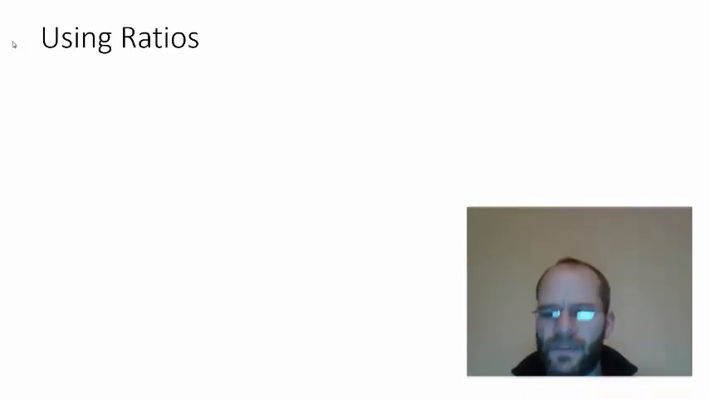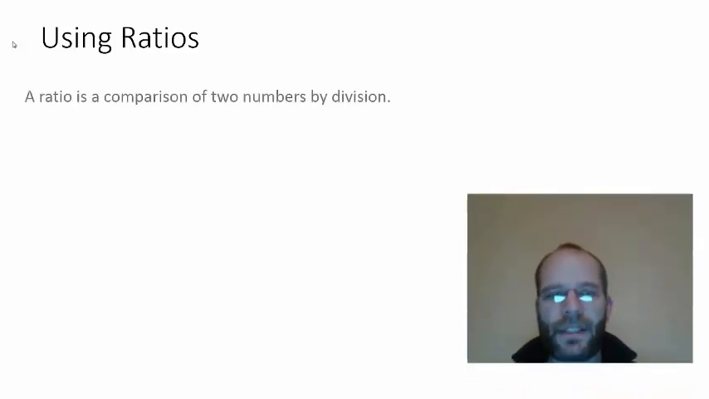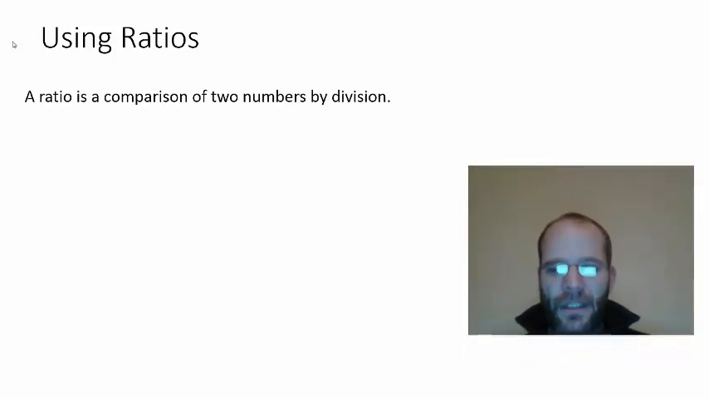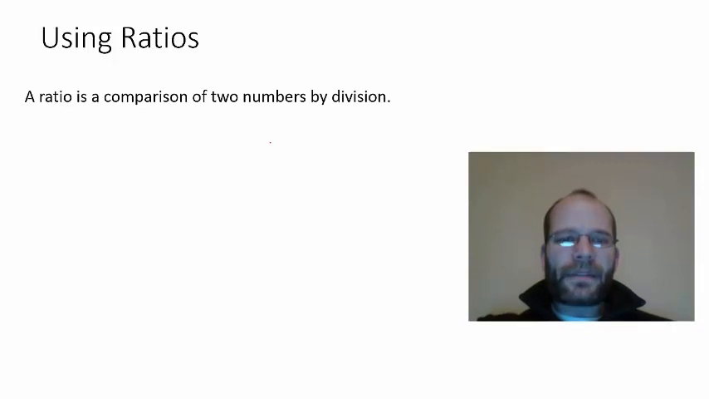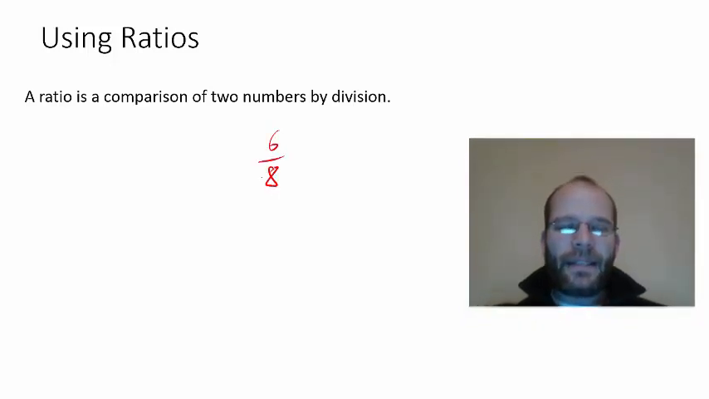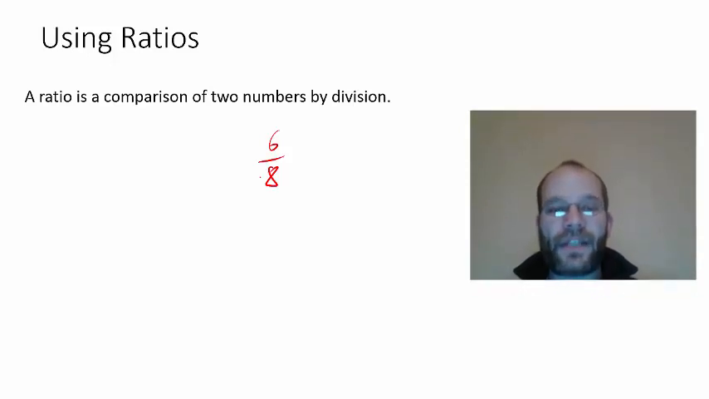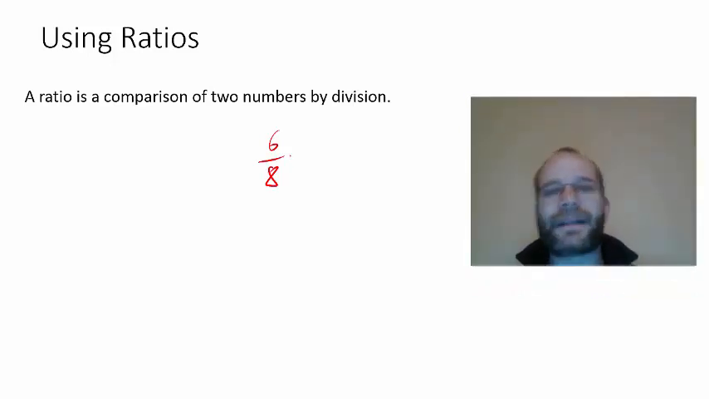First question we might ask is, what is a ratio? A ratio is a comparison of two numbers by division. So for instance, if I want to compare the numbers 6 and 8, I can write them as a fraction like this, and we could say that's a ratio. Why? Because it's a comparison of the two numbers by division.